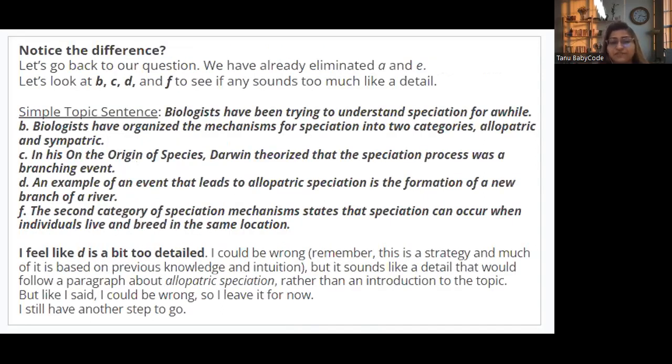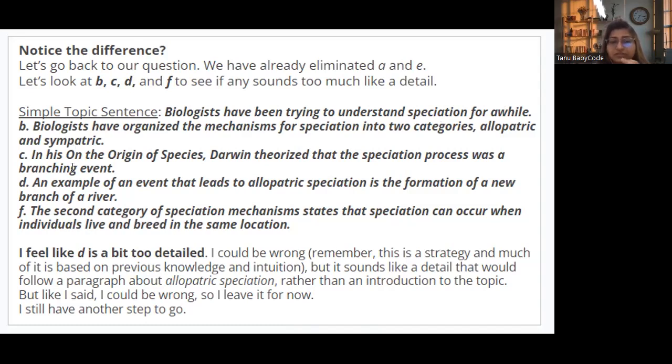Now let's look at the differences. Let's go back to our question, where we have eliminated A and E. Let's look at B, C, D, and F and see if they are in detail or not. B says that biologists have organized the mechanism for speciation into two categories. So it's talking about categories in detail, allopatric and sympatric, right? Our topic sentence was that biologists have been trying to understand speciation for a while. But the first sentence, B, which we have selected, is talking in detail here, right?